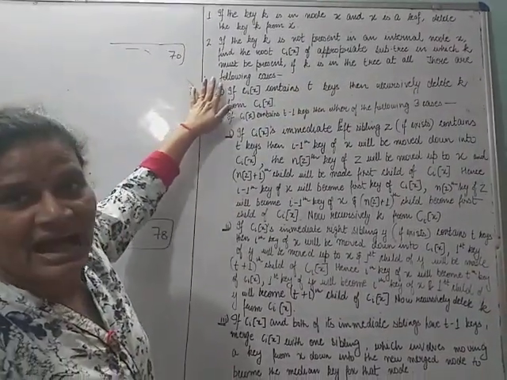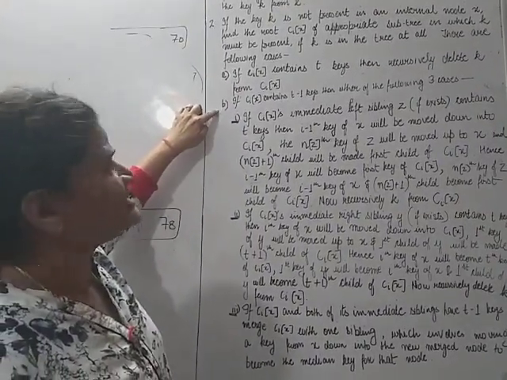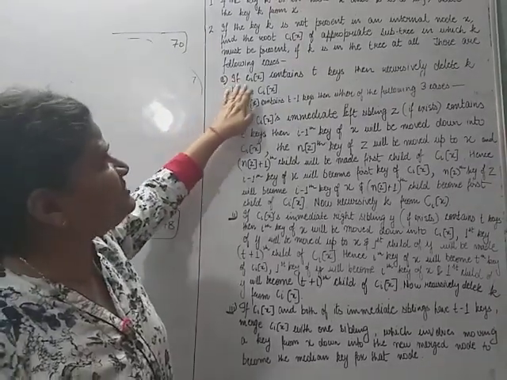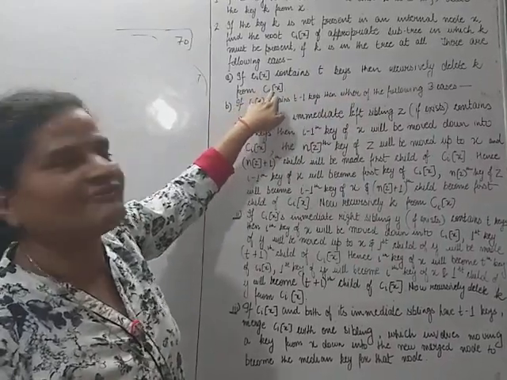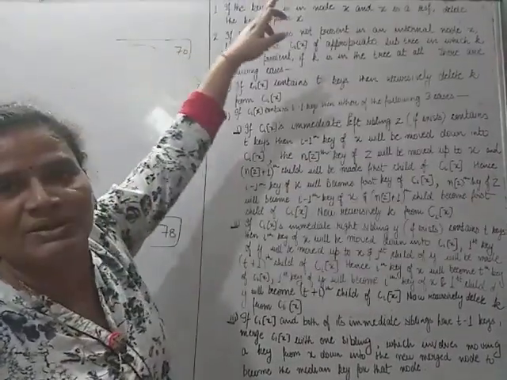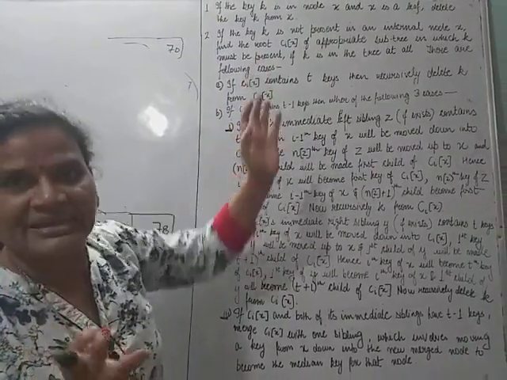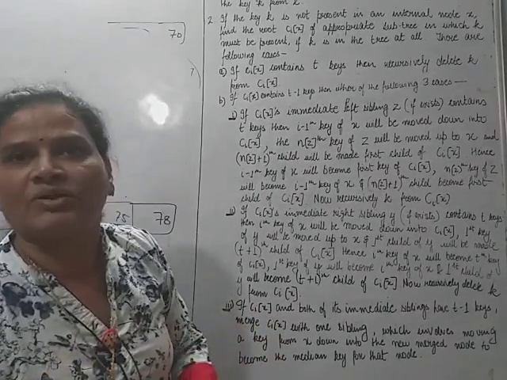The following cases mean either the first case is true or the second case. Simply, if the first case is that CIX contains T keys, then recursively delete K from CIX. The same procedure will be called again. Now the CIX in the next call will become X. Suppose the node pointed to by CIX contains T keys.